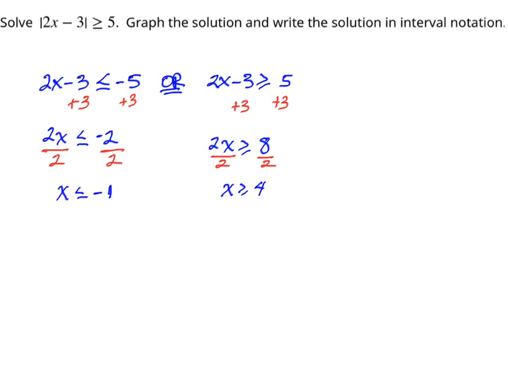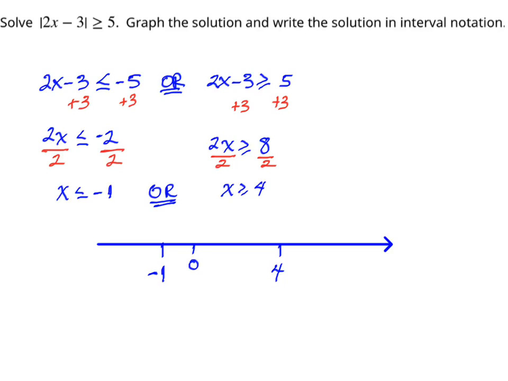And we have to connect them with the word or. So we started with an or, so we're not going to change it to and. And clearly we can see there's no way the number x can be both less than or equal to negative 1 and greater than or equal to positive 4. There's no way that and makes sense. So the only word that makes sense is the word or. All right, so let's draw the number line.